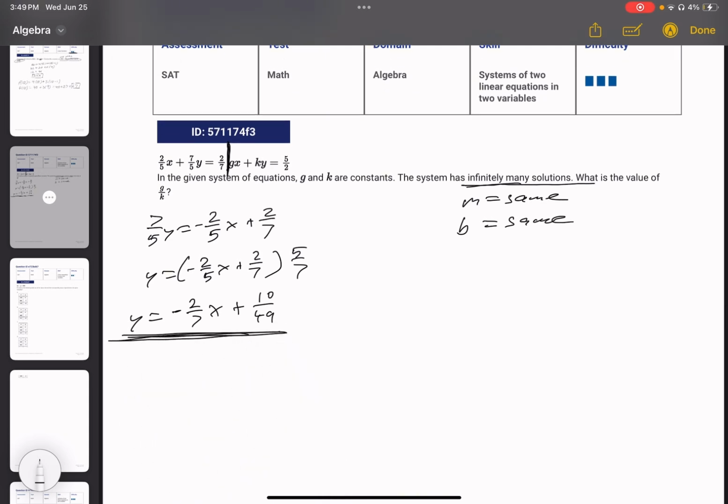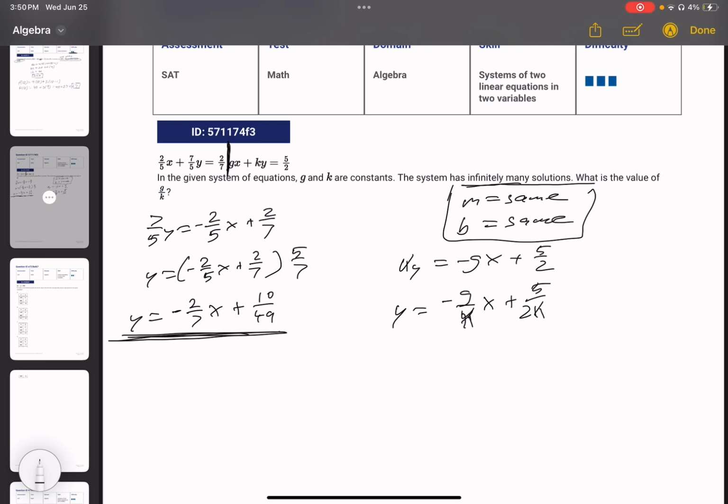And we know that this one's also going to be equal to that when we simplify it. So we're going to do the same right here. Let me just box that out of the way. Okay, so we have k times y is equal to negative g times x plus 5 over 2. So we know that y is equal to negative g over k x plus 5 over 2k. So there are two ways to go about this. We can look for the y-intercept or the slope.